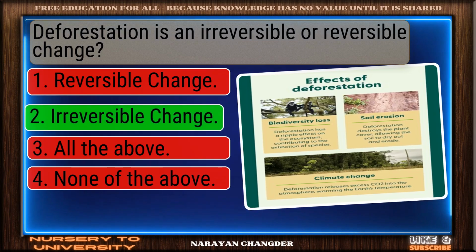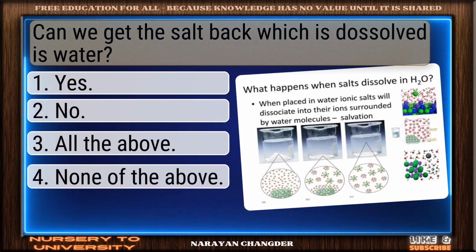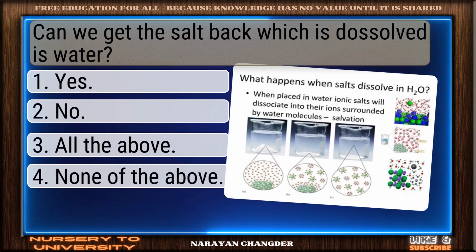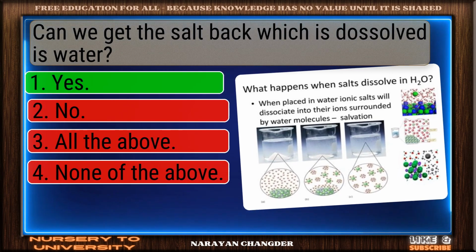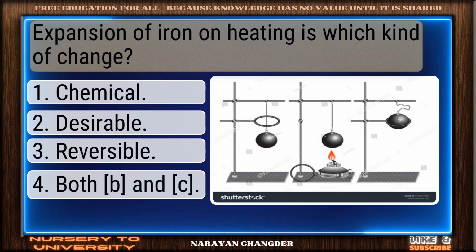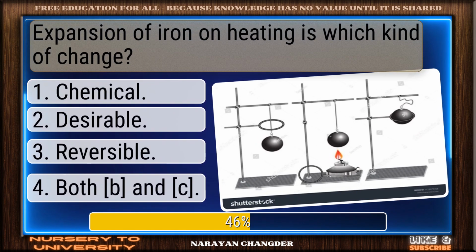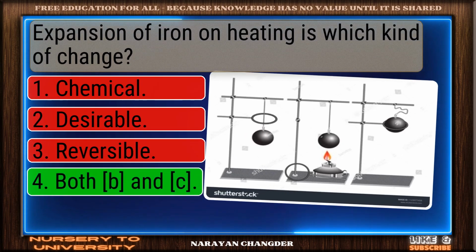Well done. Irreversible change is the right choice. Can we get the salt back, which is dissolved in water? Right again? Yes is a valid answer. Expansion of iron on heating is which kind of change? You chose both and it is correct.